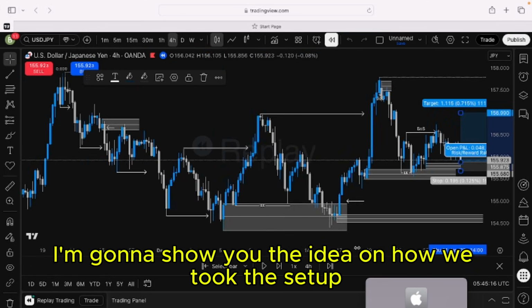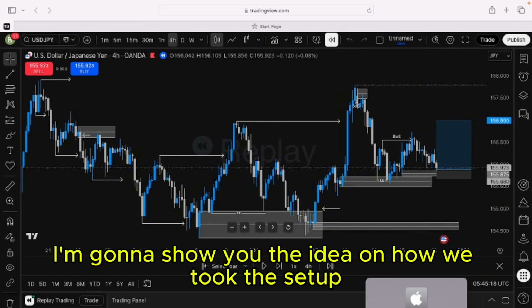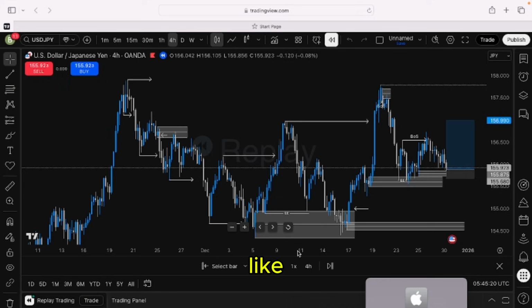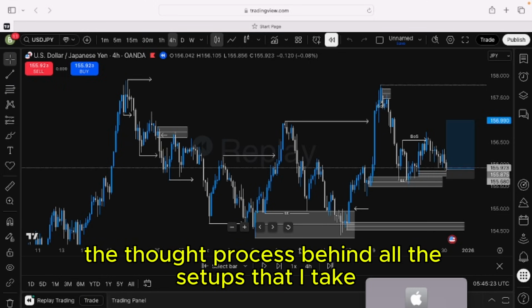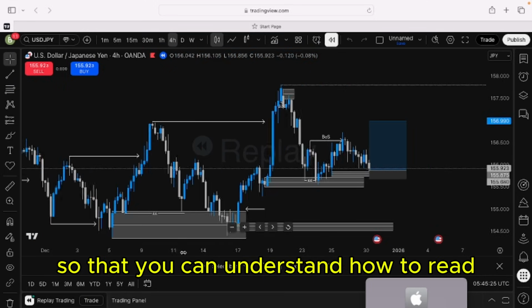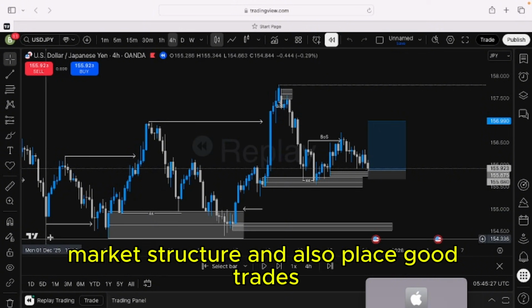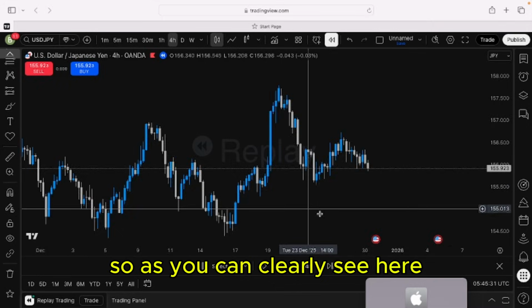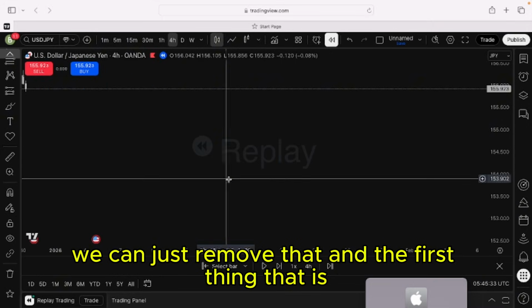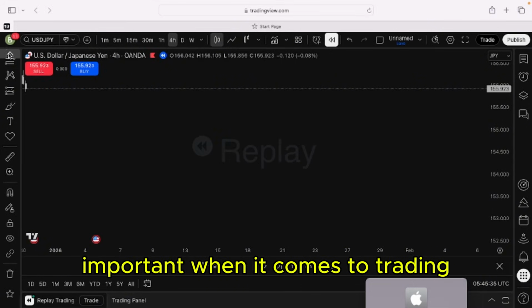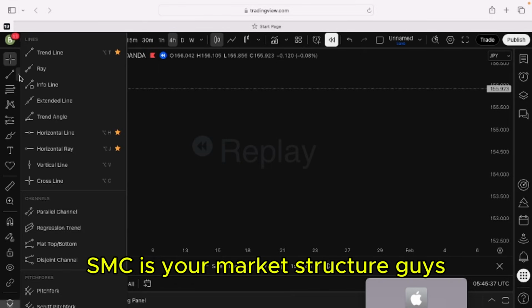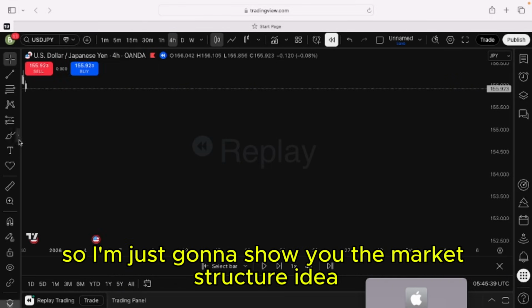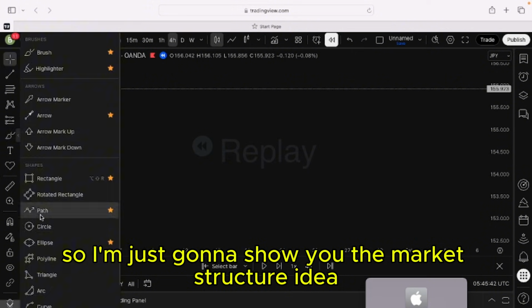I'm going to show you the idea on how we took the setup so that you can understand the thought process behind all the setups that I take, guys, so that you can understand how to read market structure and also place good trades. So as you can clearly see here, we can just remove that. The first thing that is important when it comes to trading SMC is your market structure, guys. So I'm just going to show you the market structure idea.